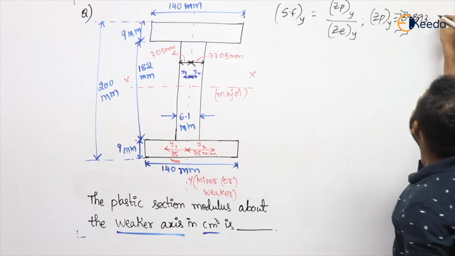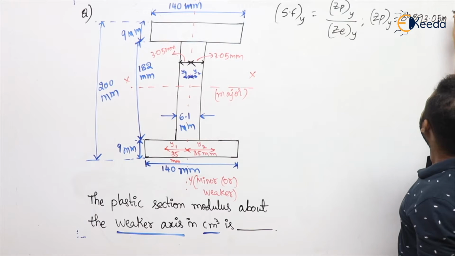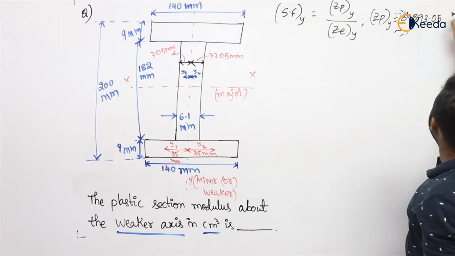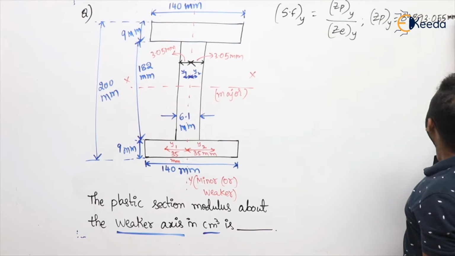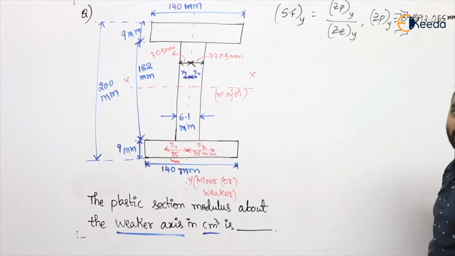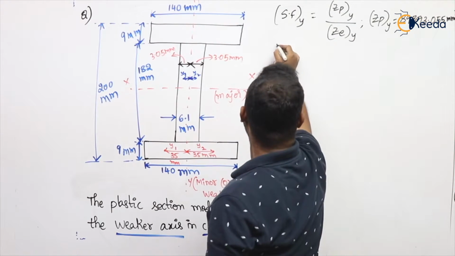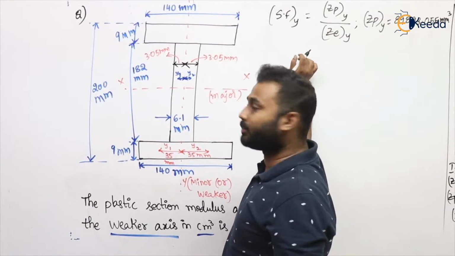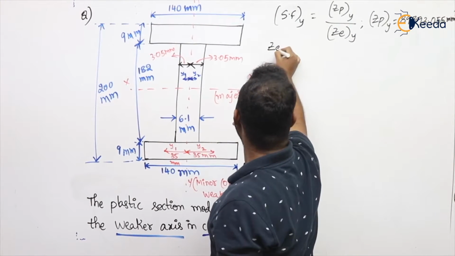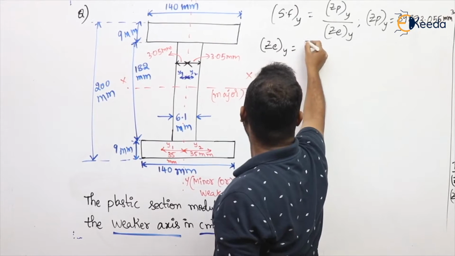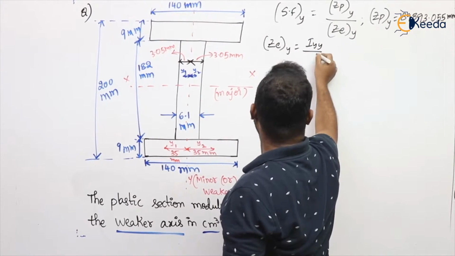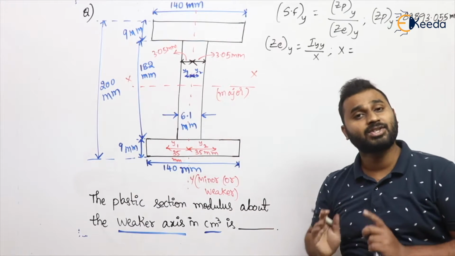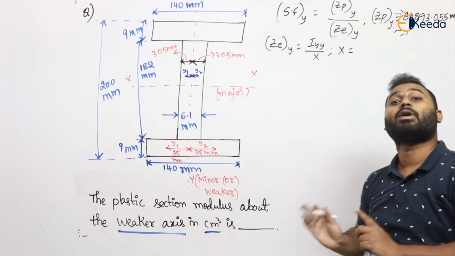ZPY is 89893.053 mm cube. Now coming to ZE. We know that ZE is nothing but IYY upon X, IYY divided by X. Coming to the X, it is the distance of the extreme fiber from the neutral axis.